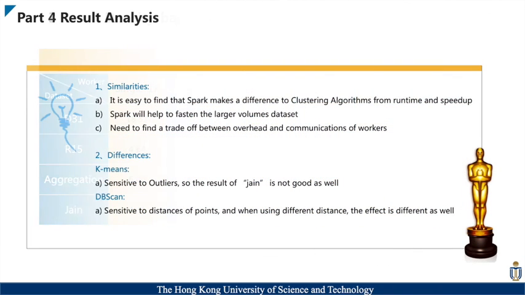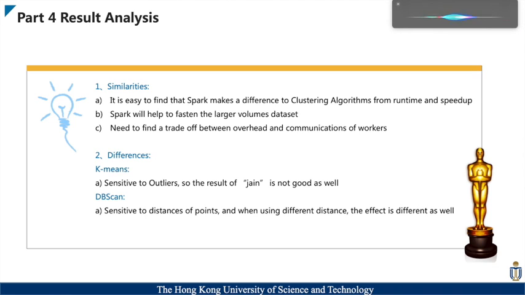So finally, we can draw the conclusions. There are some similarities between k-means and DBSCAN when implemented on Spark, including A. It is easy to find that Spark makes a difference to clustering algorithms for runtime and speedup if the dataset is suitable. And B. Spark will help to speed up on large volume datasets, which means that when size is up, the help may go up for those suitable datasets. And our experiments prove that we need to find a trade-off between overhead and communications of workers.